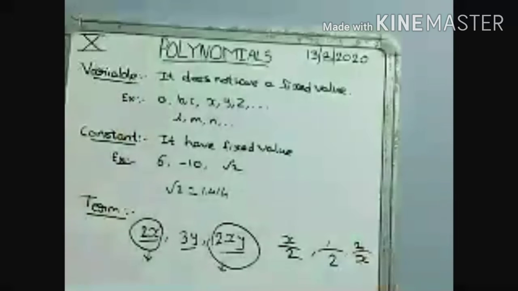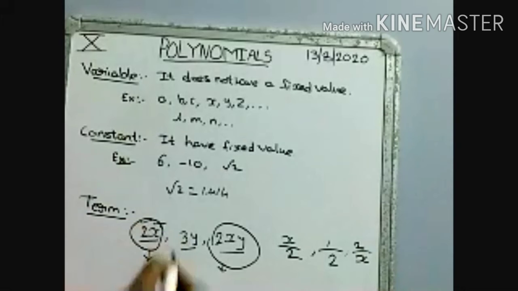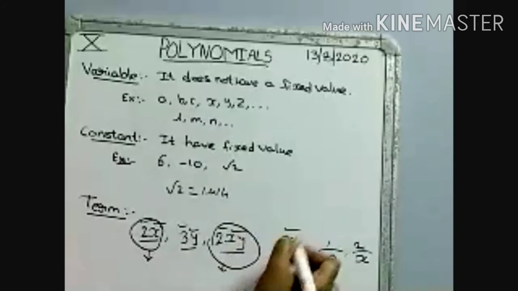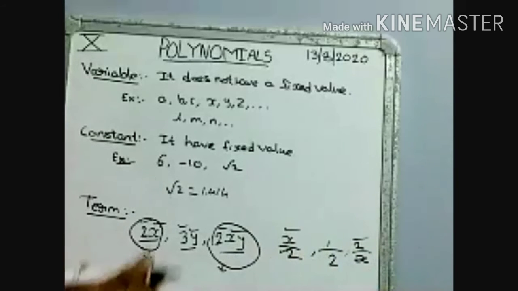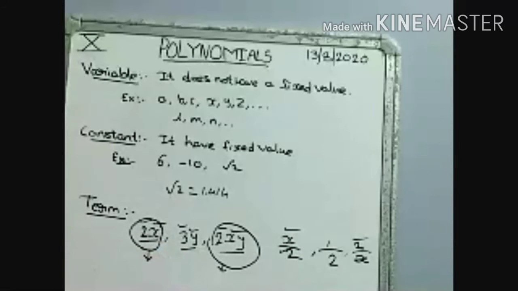Term is what here? The product or quotient of a variable and a constant. If you take here, this is the constant number and this is the variable. Constant variable, constant variable, whatever it may be, you can take. It is called a term, in terms of variable and constant. So it is taken as a term.